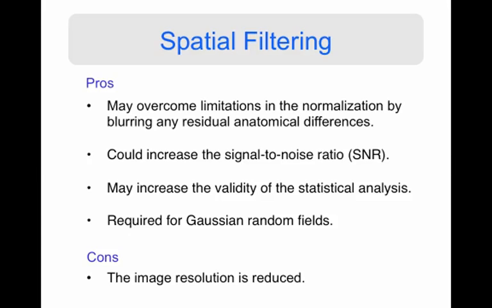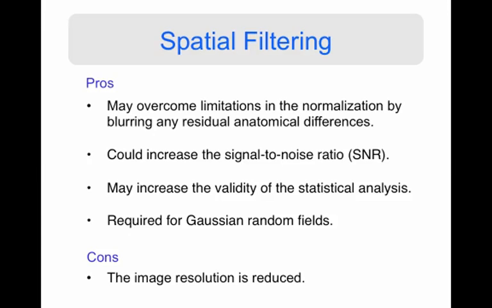The second benefit is that it could increase the signal-to-noise ratio, or the SNR. So basically, if you have multiple voxels that have the same signal, then it's optimal to average over them because we retain the signal but decrease the noise by averaging. So if we retain the signal and decrease the noise, we increase the signal-to-noise ratio, and that makes it easier to detect activation in those regions.